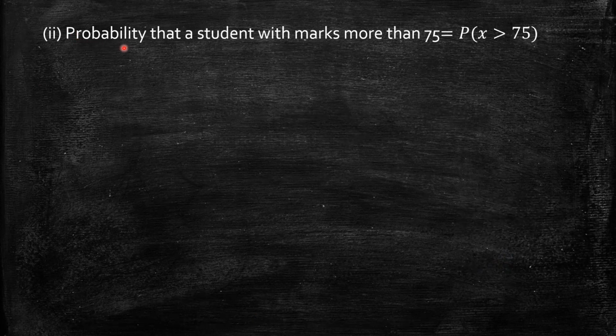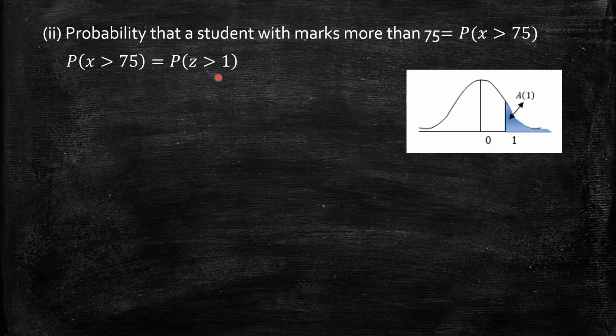Second problem here, the probability that a student has marks more than 75, that means P of x greater than 75. So z is now x minus 70 by 5. When x equals 75, that gives z equal to 1. So that means the probability of x greater than 75 is the probability of z greater than 1. So the area we require is z greater than 1, so 1 to infinity. So this I can find: the total area on the right hand side is 0.5 minus A of 1, that is from 0 to 1. So that gives the required area.